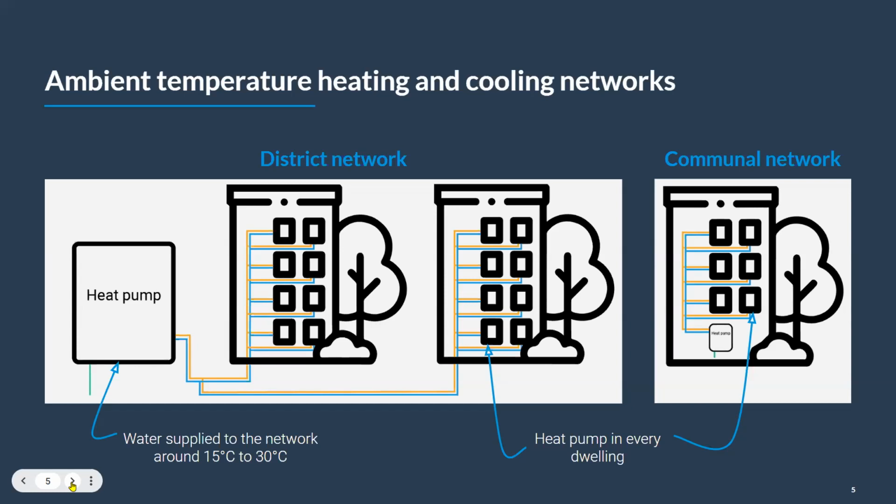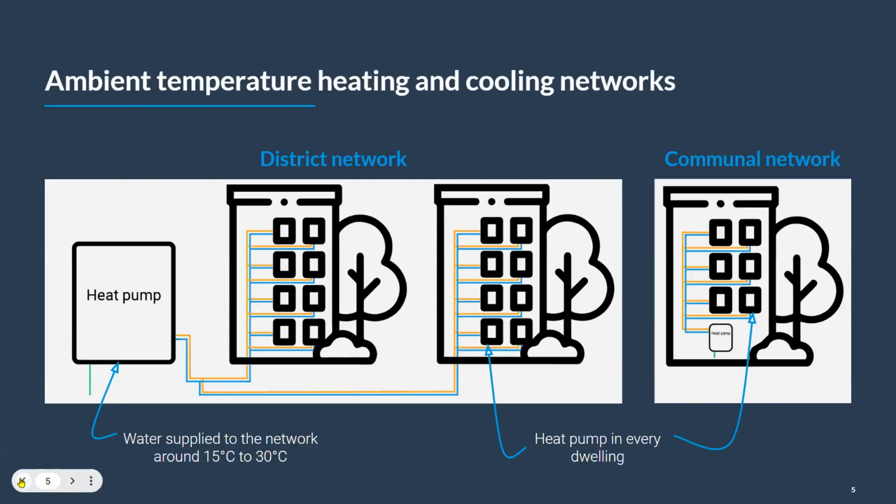That heat might be extracted from the dwelling using a fan coil unit, for example. Either way, whether the network is providing heating or cooling, the flow temperature delivered at the dwelling is the same. Almost. Next slide, please.